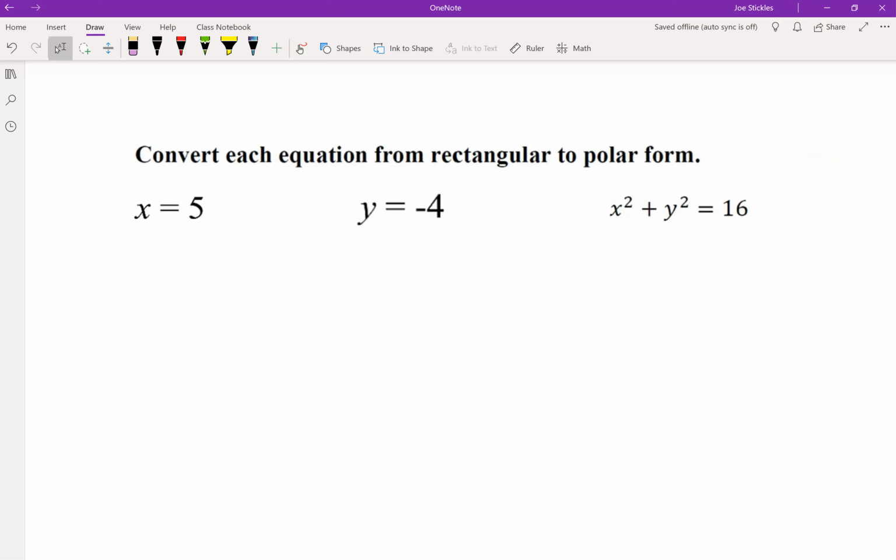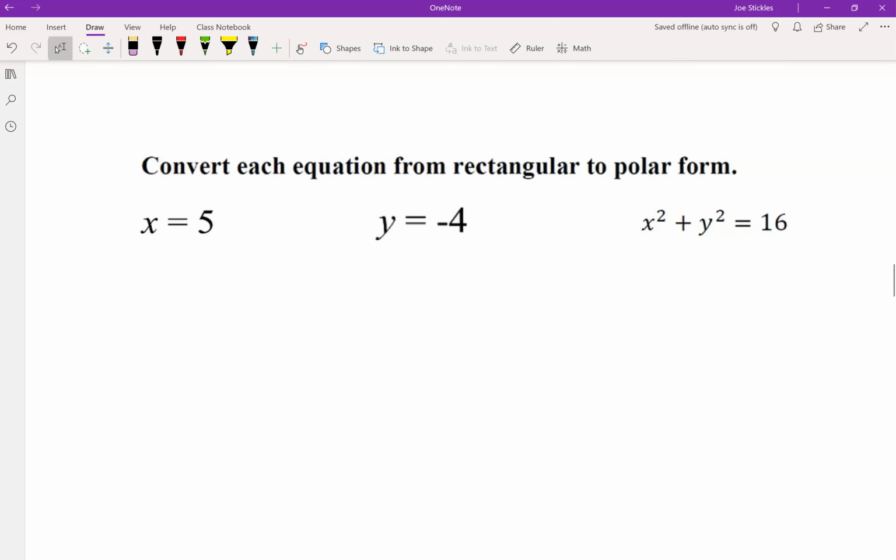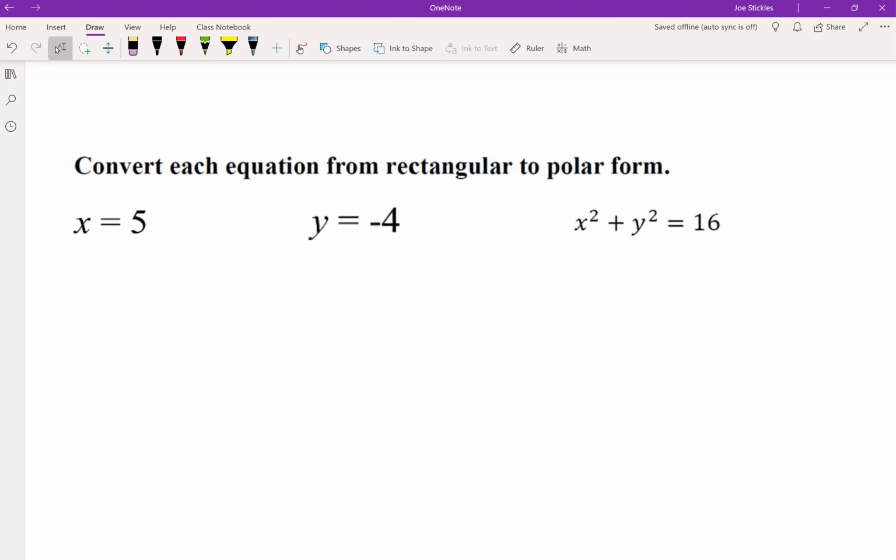Okay, so the point of these exercises of converting one equation to another is the idea behind, does the equation look better in a rectangular form or does the equation look better in a polar form? So let's just do this one in this particular case. The first one, we've got the equation x equals 5. To convert these from rectangular to polar, we need to remember our polar conversion formulas.